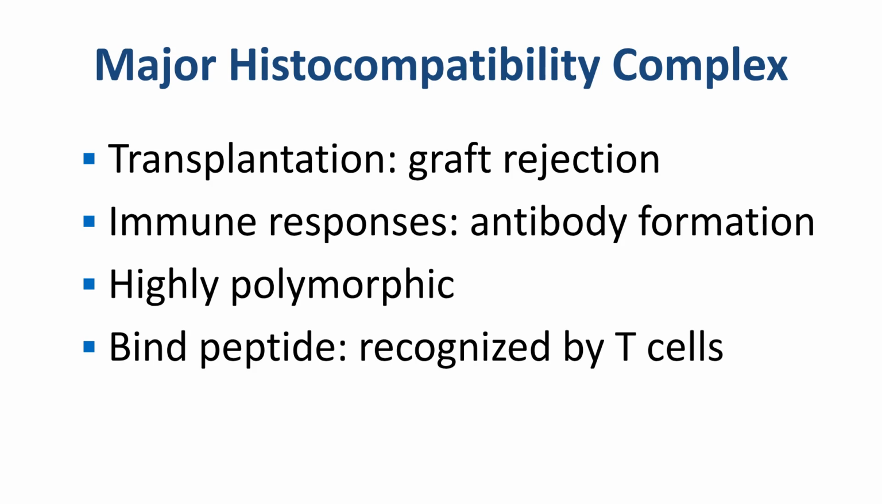Differences in MHC between donor and recipient are the primary cause of graft rejection. The more closely matched the MHC, the better the transplant outcome. Second, MHC is essential for immune responses, including antibody formation. Helper T cells, which are necessary for B cells to produce antibodies, must recognize antigens presented by MHC class II molecules. Third, MHC genes are highly polymorphic. This means there are many different versions or alleles of each MHC gene in the population.